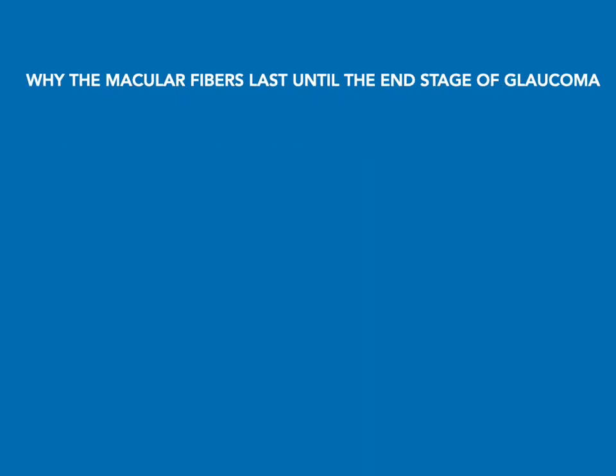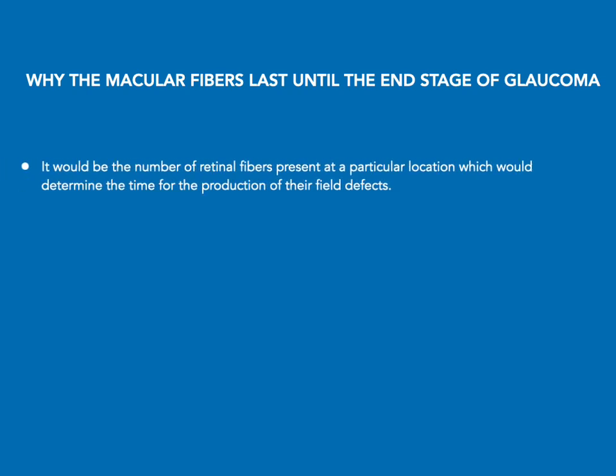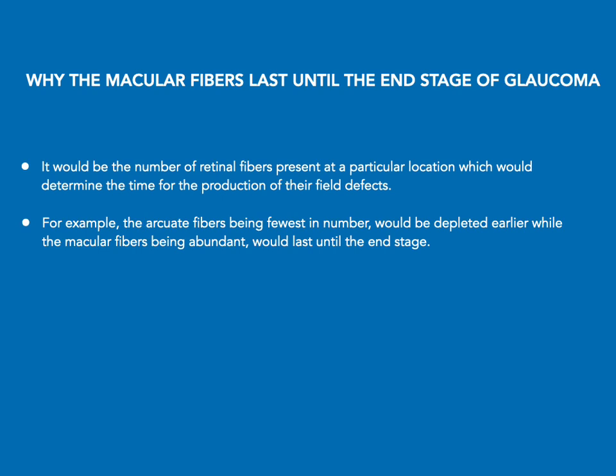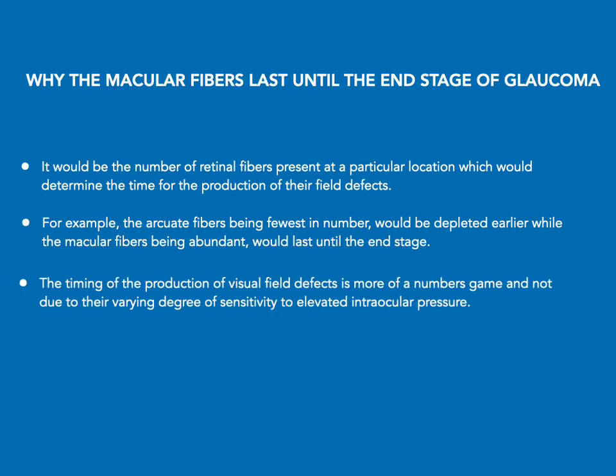Why do the macular fibers last until the end stage of glaucoma? It would be the number of retinal fibers present at a particular location which would determine the time for the production of their field defects. For example, the arcuate fibers, being fewest in number, would be depleted earlier, while the macular fibers, being abundant, would last until the end stage. The timing of the production of visual field defects is more of a numbers game and not due to their varying degree of sensitivity to elevated intraocular pressure.